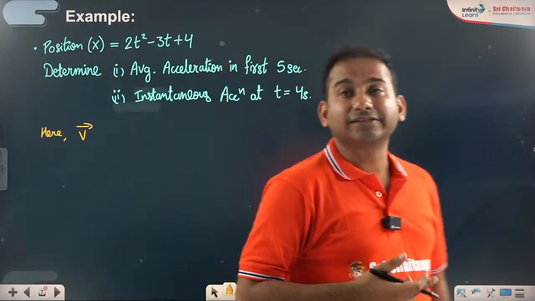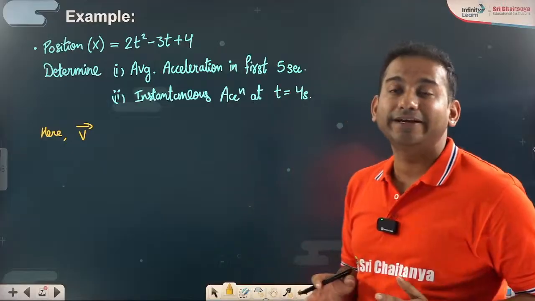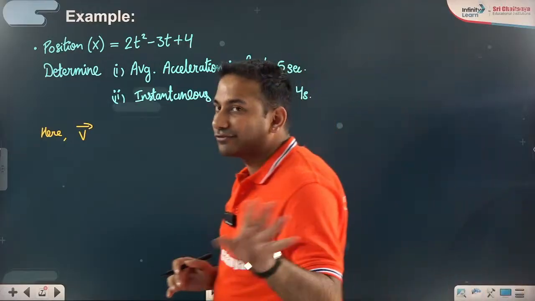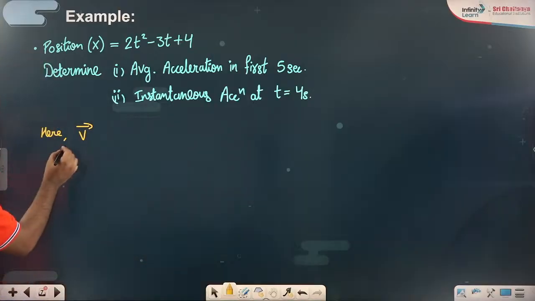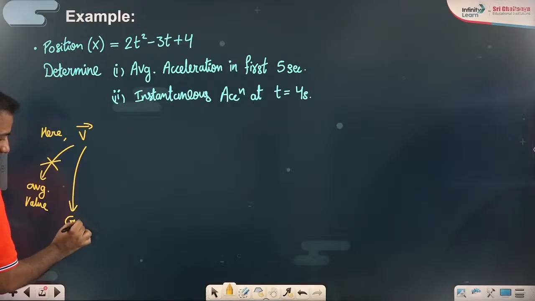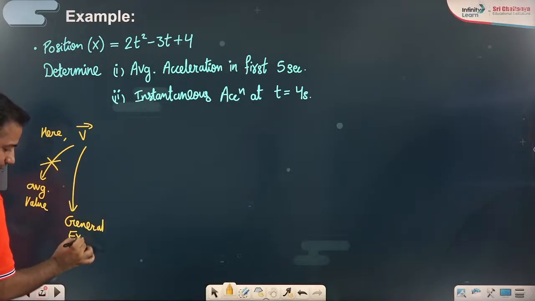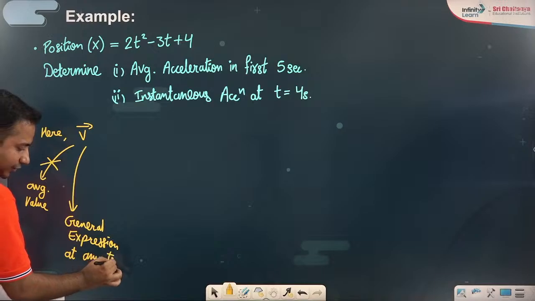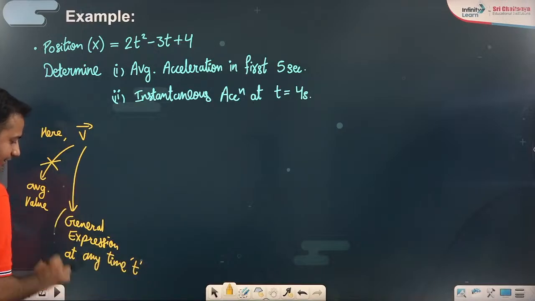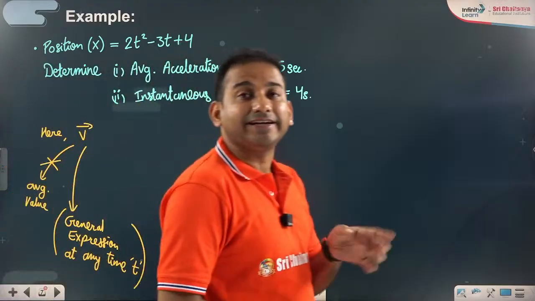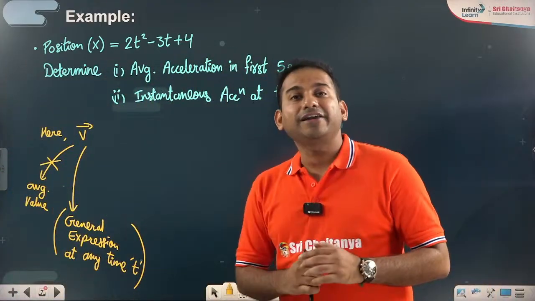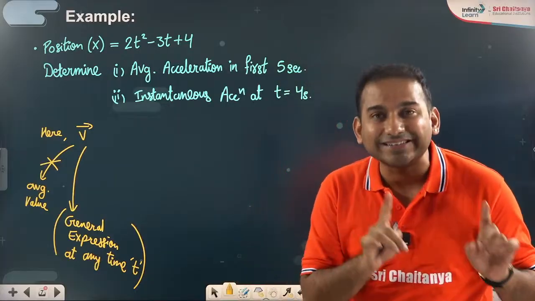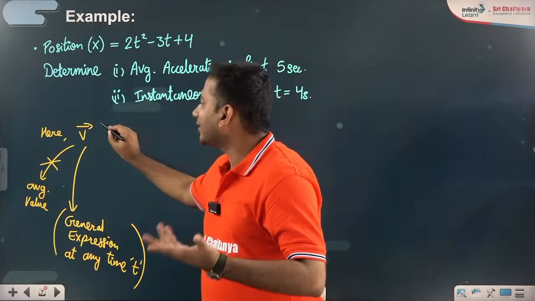Which velocity we will find, sir? We will find the instantaneous velocity or we will find the average velocity? We will find none of them. We will find the general expression of velocity. This velocity is not the average value. This velocity is basically the general expression at any time t, kind of an instantaneous value, but not at a well-defined instant, but rather in general, in terms of time.